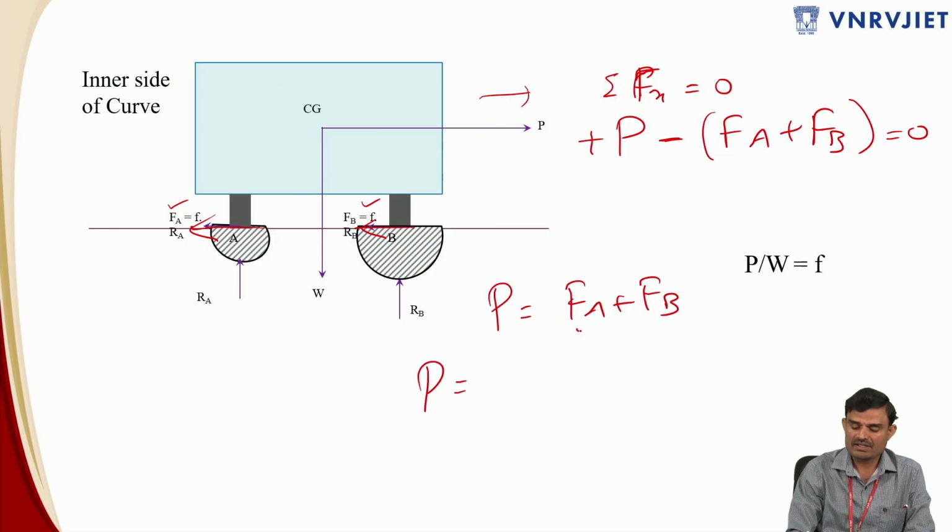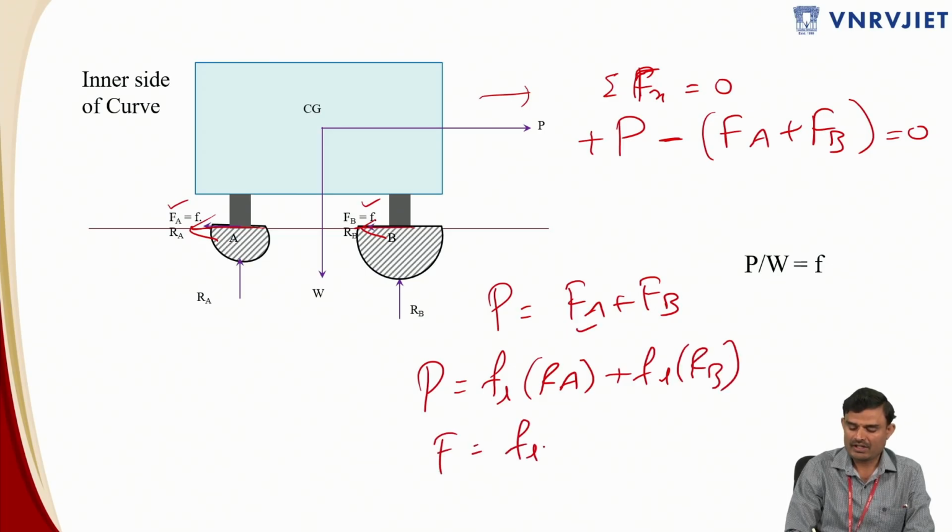FA is nothing but the frictional force, which is the coefficient of friction, here in this case the lateral coefficient of friction FL, multiplied by the normal reaction. So it is nothing but FL into RA plus FL into RB. So P is equal to FL, if you take common, RA plus RB, which is nothing but the weight of the vehicle. So now we again get another equation, which is P by W is equal to FL. So this is equation 3.